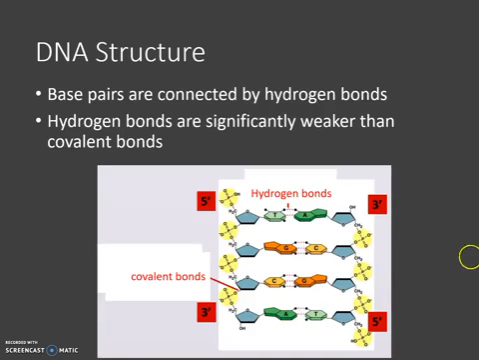The bases are paired together using hydrogen bonds. And hydrogen bonds are significantly weaker than covalent bonds. So this comes into play when DNA is replicated, because during DNA replication, the bonds between the bases get broken to open up the two sides of the DNA molecule, but the covalent bonds, for the most part, stay intact.